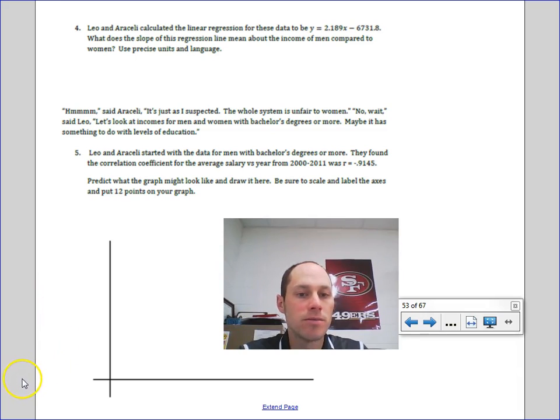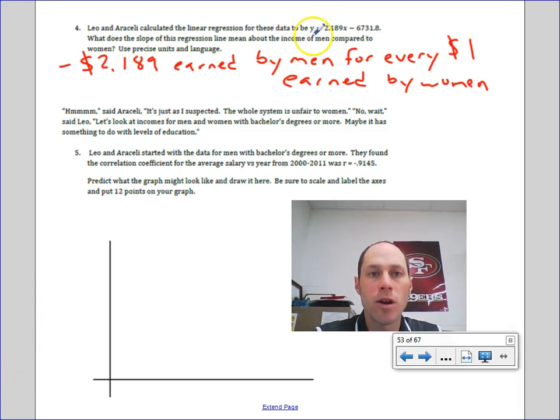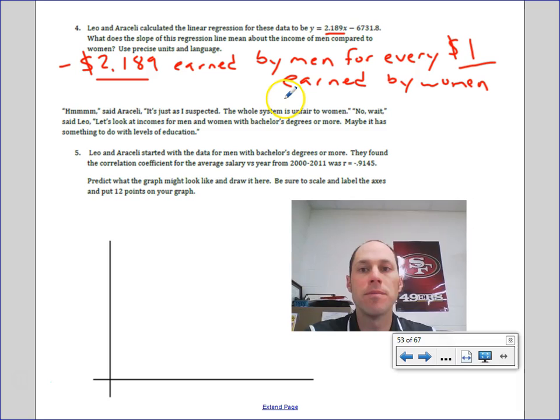So pause now. Okay, so according to our regression, the slope is 2.189. Since the men are represented by the values of y and women by values of x, that means $2.189 earned by men for every dollar earned by women. So basically the men are earning about $2.19, or about twice as much as the women.